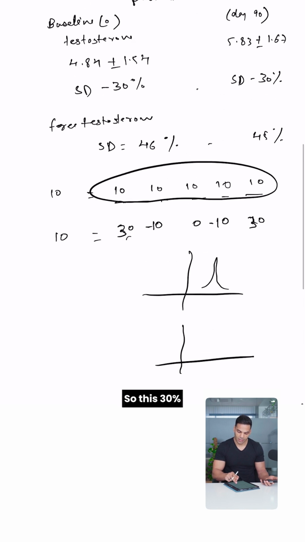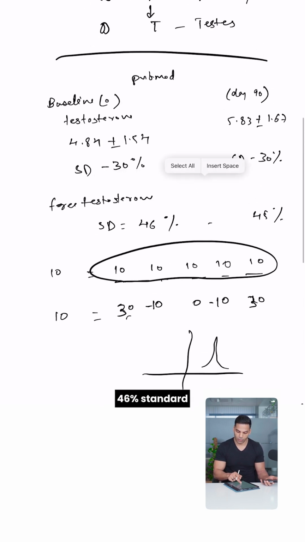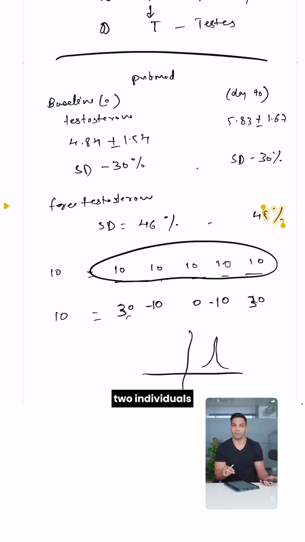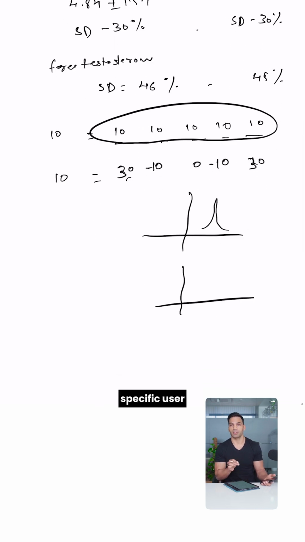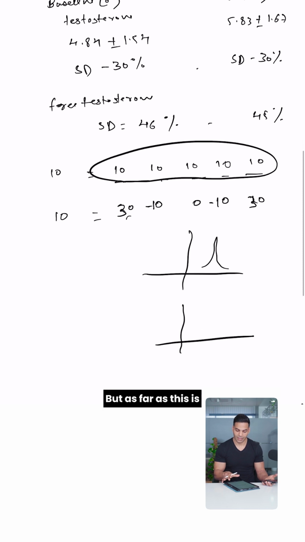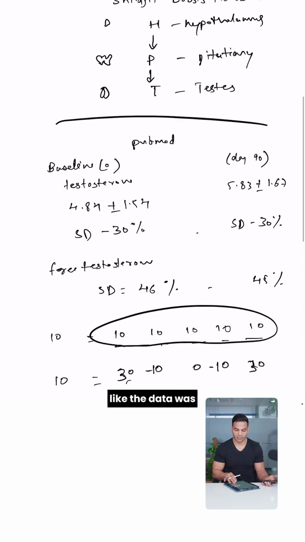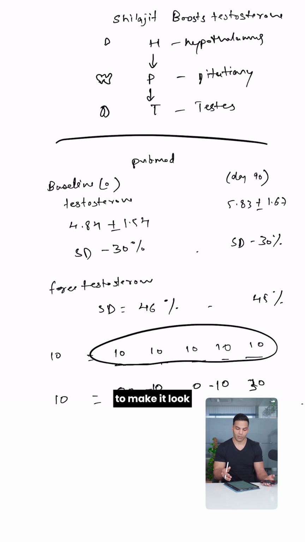So this 30% standard deviation, 46% standard deviation in the final results means that the values are not centrally distributed. There's a good chance that one or two individuals out of those 38 individuals had disproportionate results, maybe because of doing something else. Some people did not have any effect, and some people also had some sort of negative effect. Because they have not mentioned specific user details, nor baseline data, we can't come to a conclusion. But as far as this is concerned, it looks like the data was fudged completely to make it look like a good study.